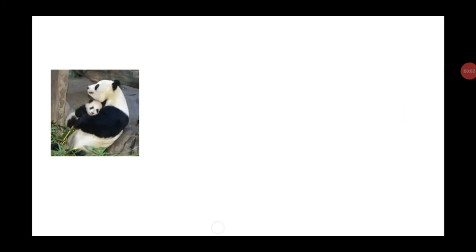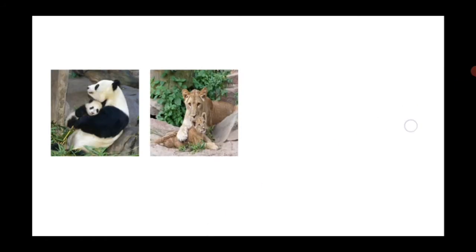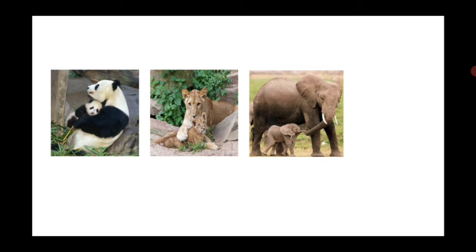Okay students, now tell me what you see in this picture. Yes, we see a panda and cub. Then in the second picture, what do we see? A lion and their cub. Here we see an elephant and their kid. So in all these animals, if you see the animals and their offspring, their young ones, what do we find in them? Yes, we find that there is a similarity in these organisms.